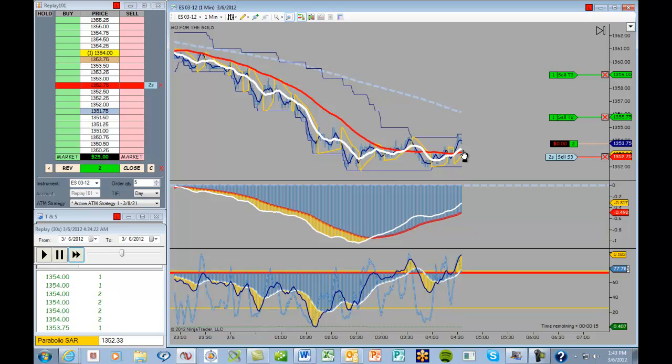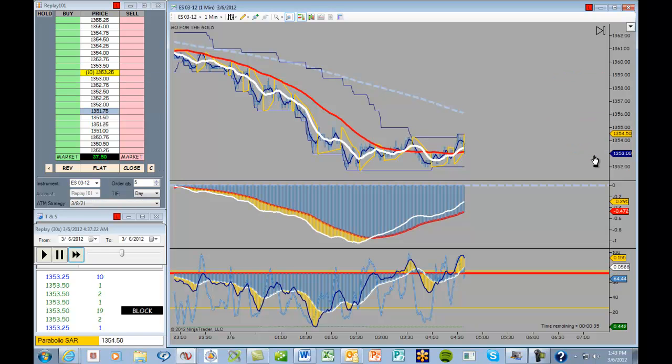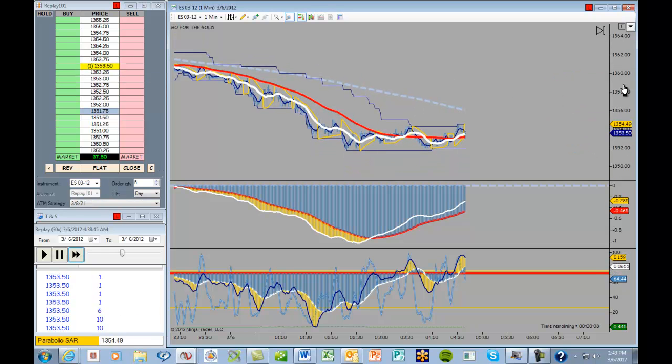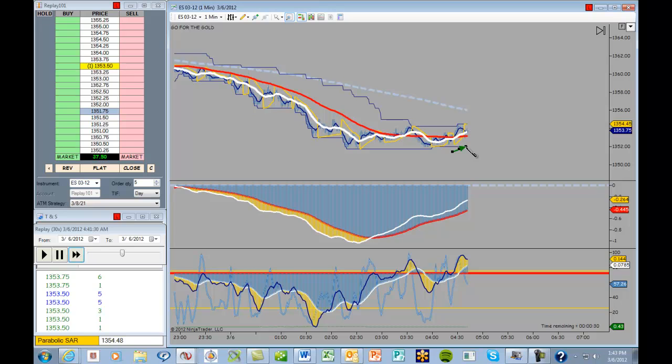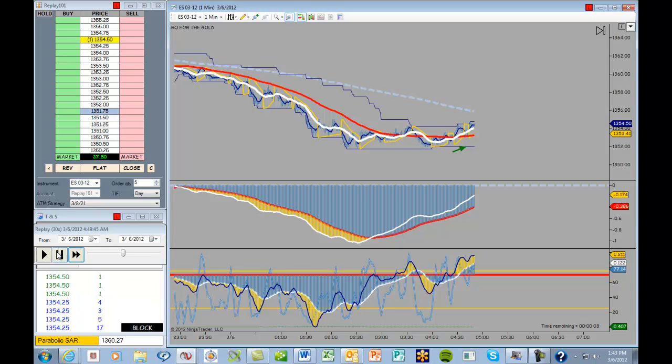We got long when the white went above the red, and that was it. I'm not getting long because the stochastic is already quite overbought. I want to see it come down and turn around and go back up if that's in the cards to happen.